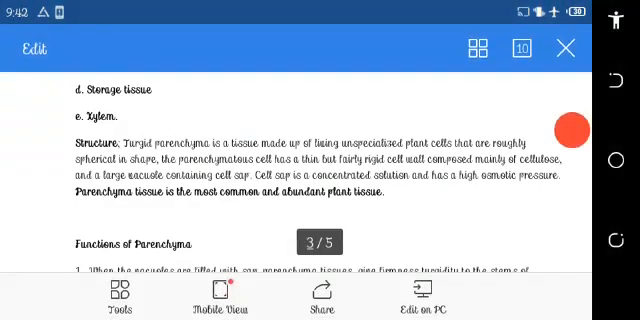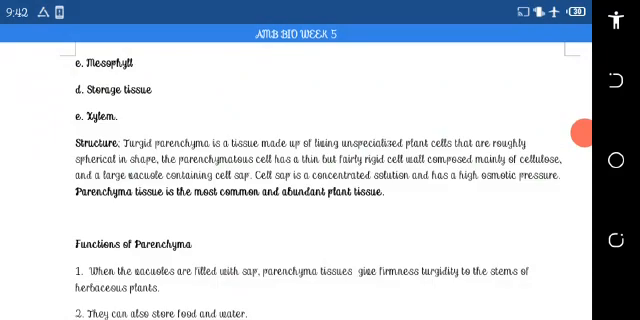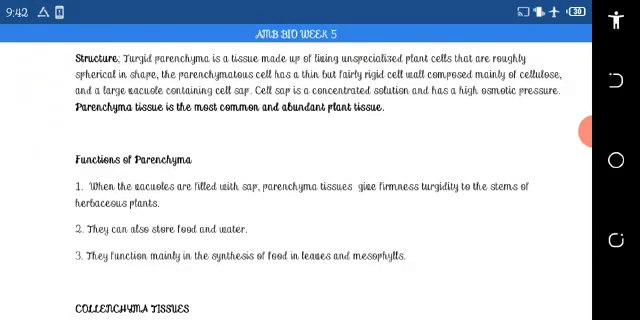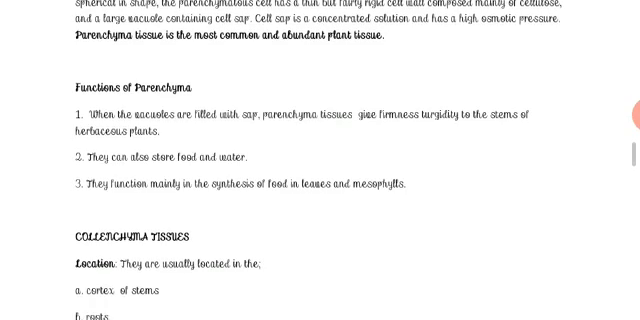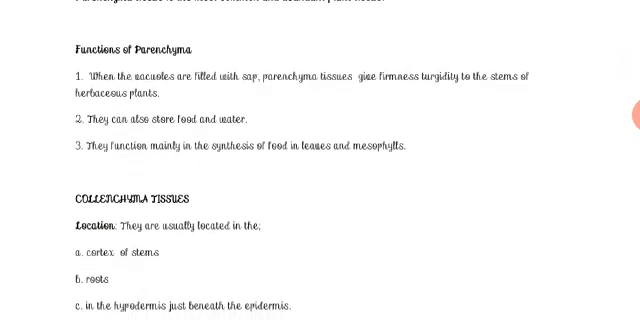Parenchymal tissue is the most common and abundant plant tissue. What functions do they perform? When the vacuoles are filled with sap, parenchymal tissues give firmness and turgidity to the stems of herbaceous plants. They can also store food and water. Number 3, they function mainly in the synthesis of food in leaves and mesophylls.